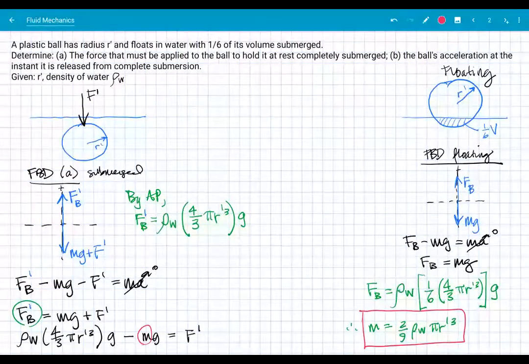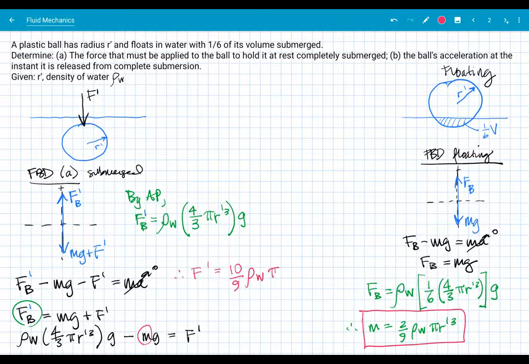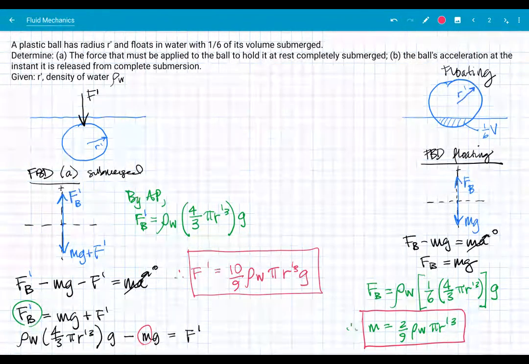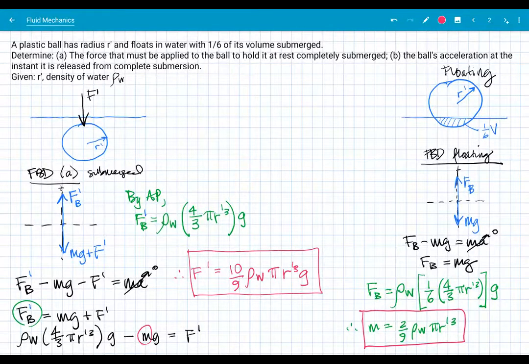And when I do that, what I will get is f prime is equal to 10/9 rho of water pi r prime cubed g. So super important to keep track of things. You're going to have some new symbols. The rhos, the densities are new. You've got to keep track of density of what. I usually subscript for that. So some of that might feel a little bit different, but overall it should feel very similar to what you've been doing.